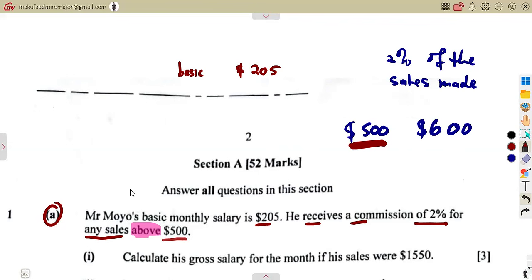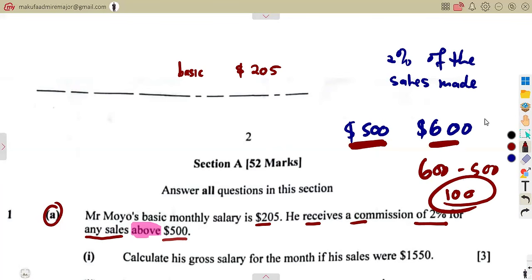We have nothing on the 500 there. It is what is above 500 that we want. What is above that? So from this, we are going to subtract 600 minus 500. We start from there. That is where we start the commission, the 2%. Not on the 600 that you worked, not because he has what is above 500 so we give him 2% of everything. No, not so. It was different. It was just simple English that was there.